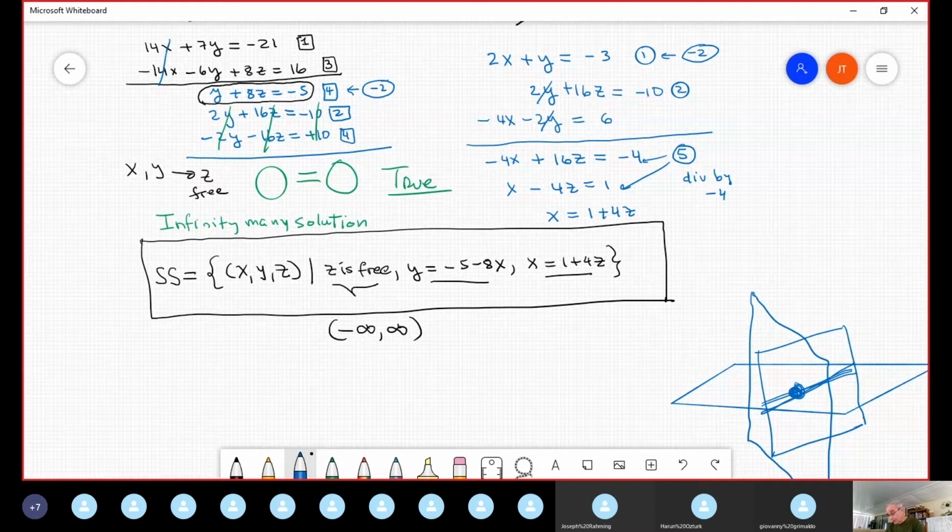However, in order to find this one, you declare one variable free. Normally, the classical variable you declare free is always z. And you try to manipulate in order to express the other variables that are not free, y and x, as a function of c.